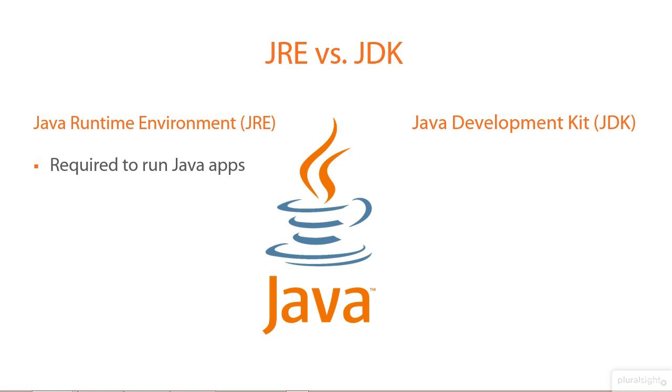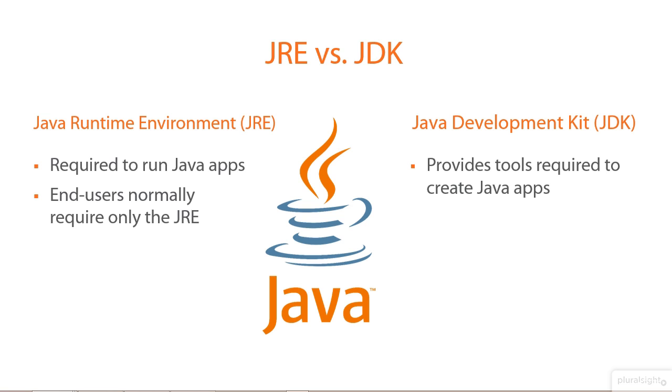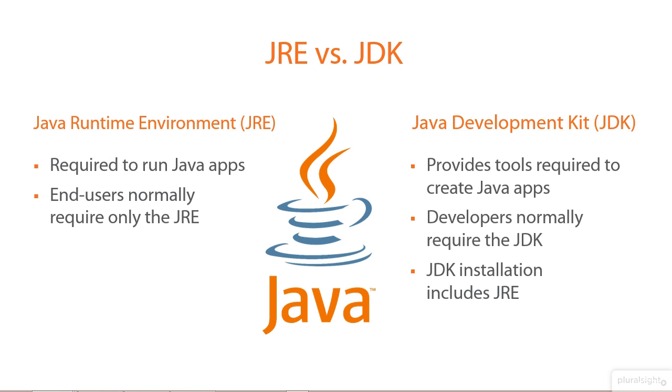And so the JRE is what you require in order to run Java applications. And end users normally install the JRE, right? They're the ones who are going to run our apps. The JDK provides the tools that we need to create Java apps. So normally, developers are the ones who install the JDK on their machines. And in order to develop apps, you need to run them, so the JDK installation includes a JRE.